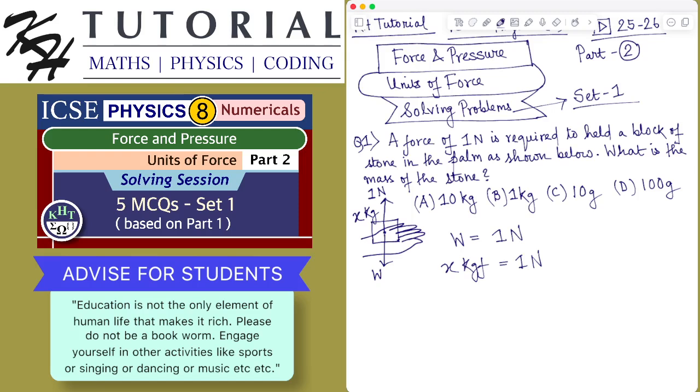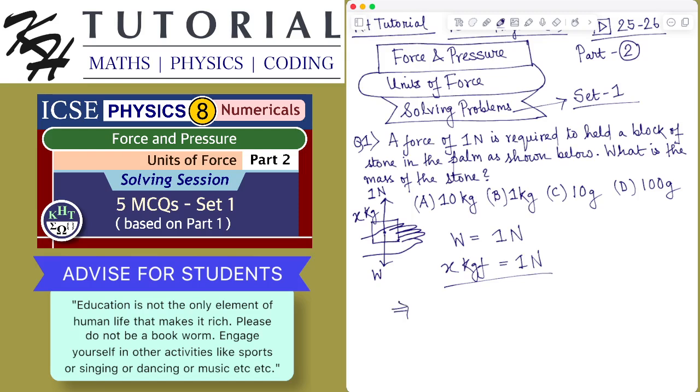Now, I have to find x. This is an equation where we have equality of two forces. On the left hand side, the unit is in gravitational unit kgf, and on the right hand side the unit is in Newton. To solve for x, I have to first convert the unit on both the sides to the same unit. I will convert to Newton.